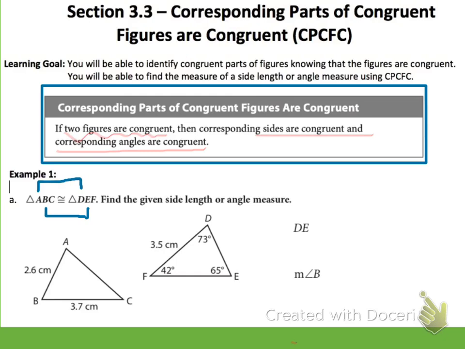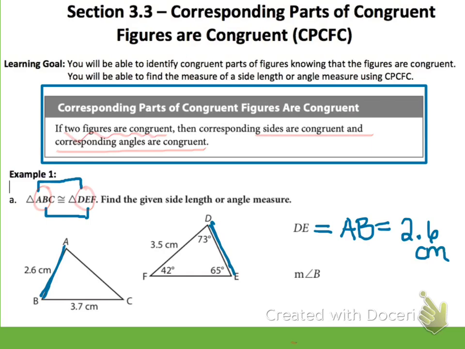If I was asked to find DE, it would be corresponding to AB. That's the first thing they ask us to do, find DE. What I know for sure is that it has to be the same as AB according to this CPCFC theorem, because those are the corresponding or matching sides. So over in our figures, DE is what I'm trying to find, but AB is the same exact length. And look, we already know what AB is. That means DE must be the same as AB, which is 2.6 centimeters. So that's pretty easy, right?